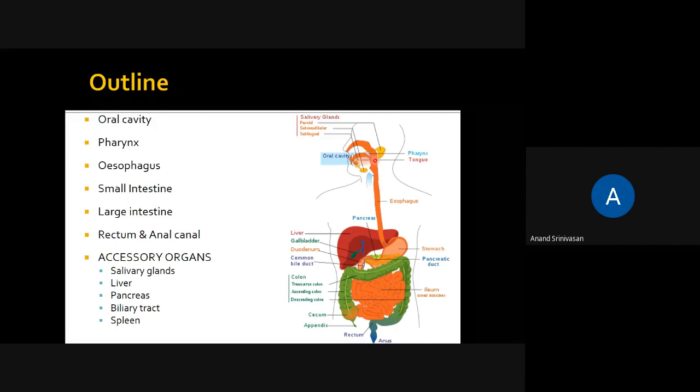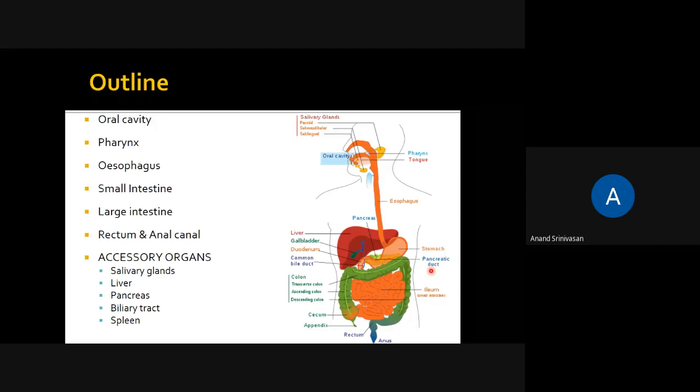The food which passes first enters into the oral cavity, then from the oral cavity it goes into the pharynx, from the pharynx into the esophagus, from the esophagus into the stomach, from the stomach into the small intestines, from the small intestines into the large intestine, and from the large intestine into the rectum and anal canal. So this is the normal route or passage of the food.